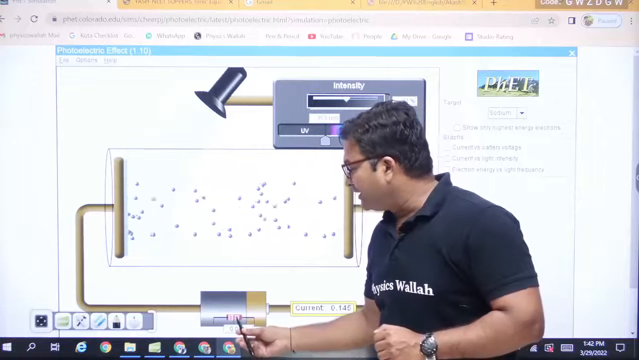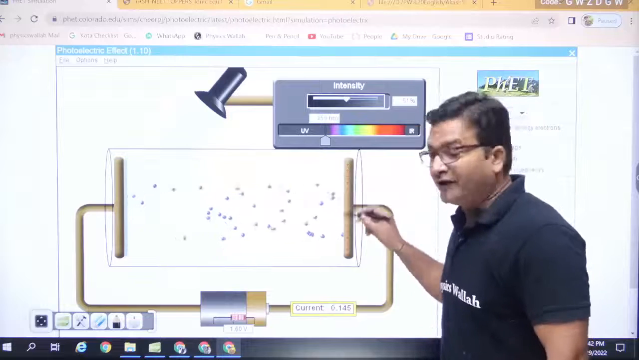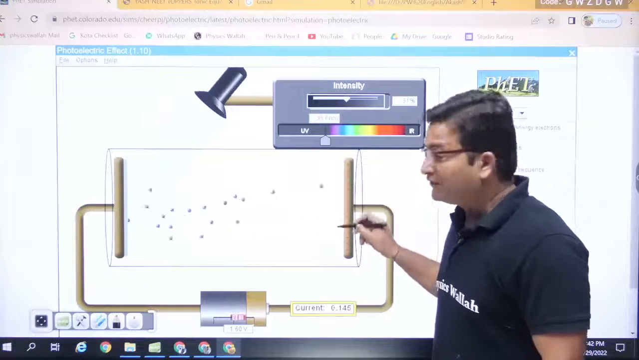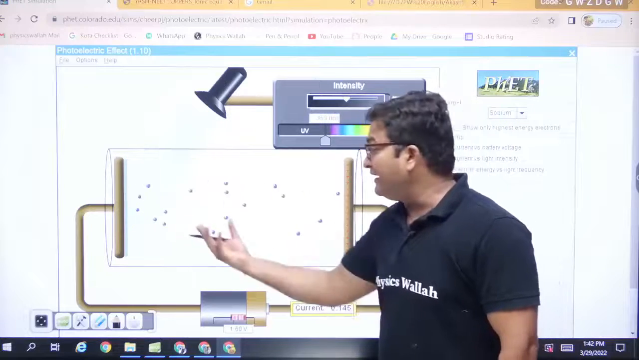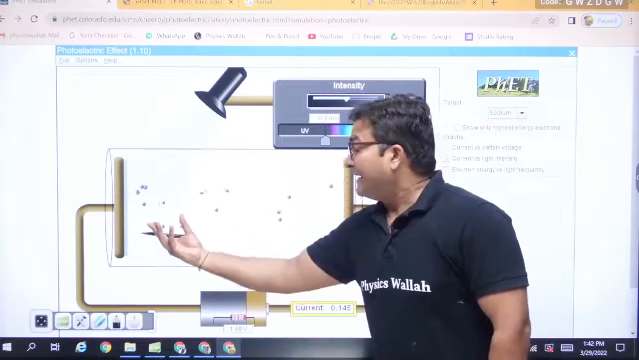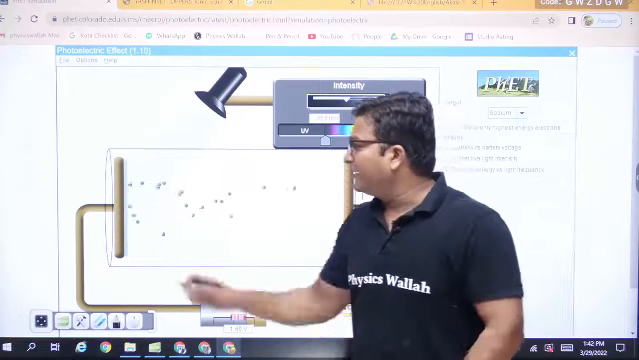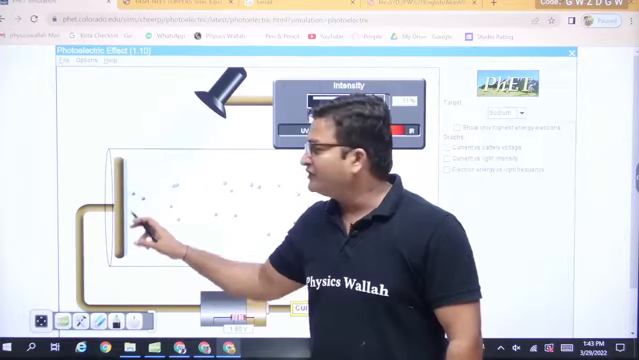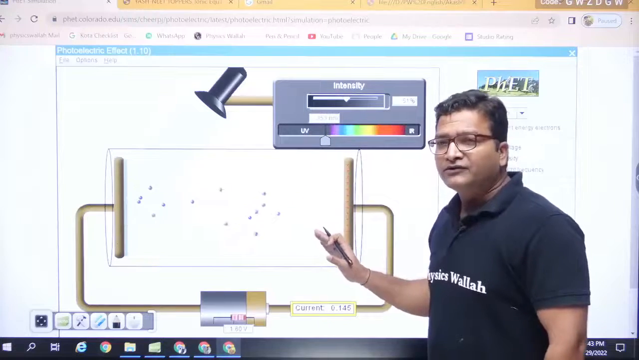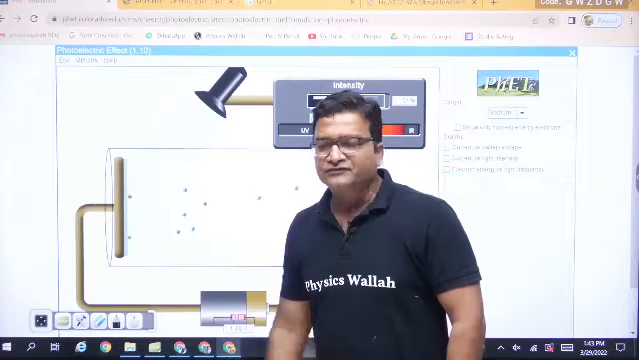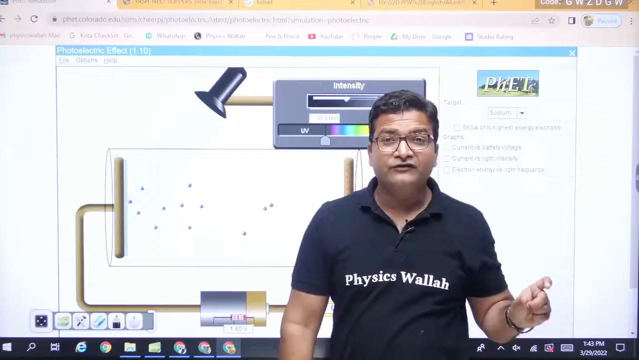But if you make this potential a little positive, this time the potential of anode is positive, and because this is positive, this is negative, this positive potential attracts photoelectrons. You can see the speed of photoelectrons is increasing as they are moving towards anode. They are getting faster, and even the electrons which make a cloud here, which have zero kinetic energy, they too gain some energy and they too reach anode.